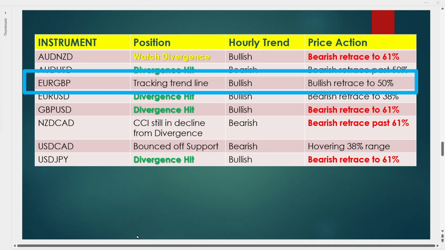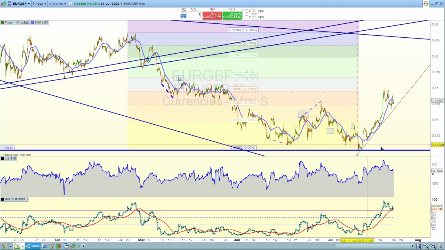Next, we look at the Euro British Pound. The Euro British Pound has also bounced off this support area, and it's retraced as well up to the 50% level. It's pulled back a bit and is sort of tracking along this trend line.